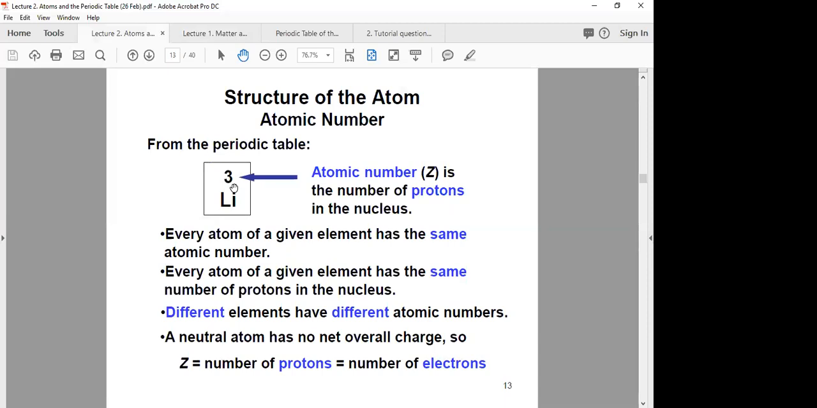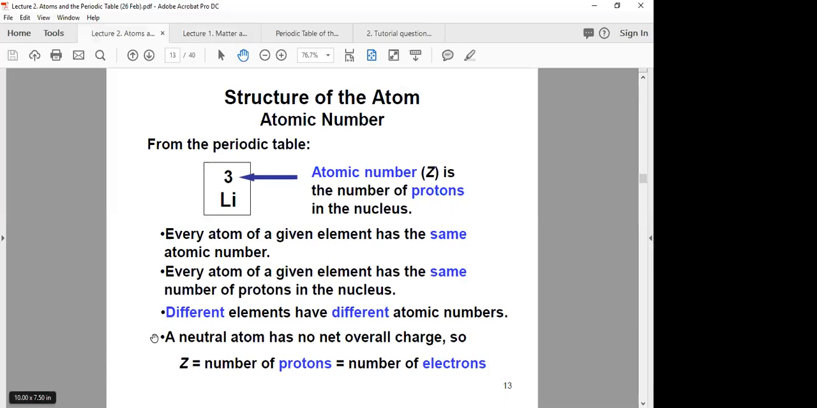A given atom of a given element can change its number of neutrons, it can change its number of electrons. It doesn't matter, it will still be the same element. But if it changes its number of protons, then it's no longer that element, it's something different. Okay, so that's what I mean when I say it's the protons that determine what the element is. Of course you can imagine that different elements have different atomic numbers, and you can see that from the periodic table.